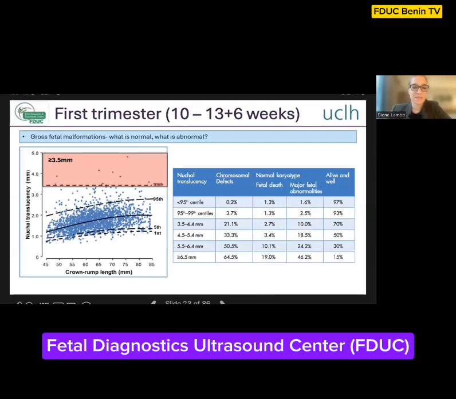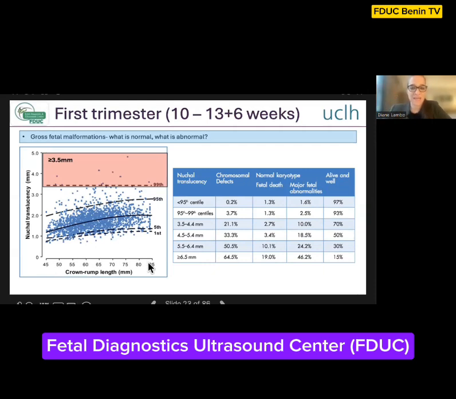So we use a 99th centile cutoff to define an abnormal nuchal translucency, which corresponds to 3.5 millimeters or more. And the reason why we use a 99th rather than the 95th or the 50th threshold is because, as you can see on the graph to the left, the 99th centile doesn't change with the CRL within this range of between 45 to 84 millimeters.